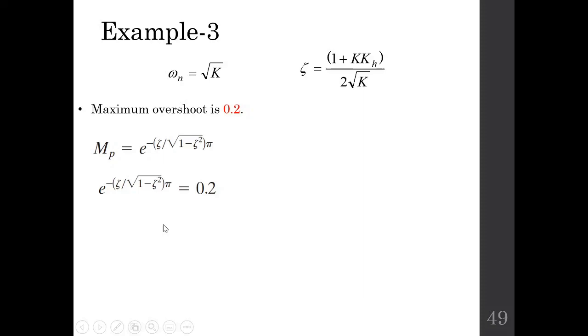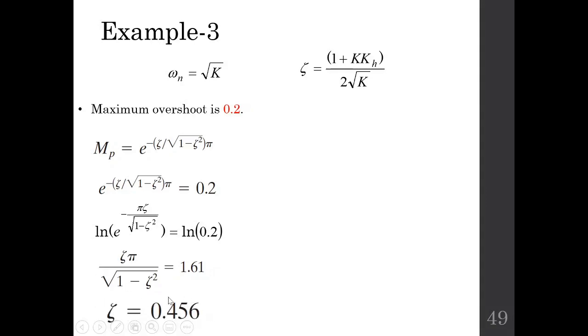Okay. In the next step, we'll simply be taking the natural logarithm of the left hand side and the right hand side. After taking the natural logarithm, the natural log will be cancelled out by e and the natural log of 0.2 is 1.61. So simply by doing some more calculations, we can find the value of zeta from this equation, and here zeta is found as 0.456.